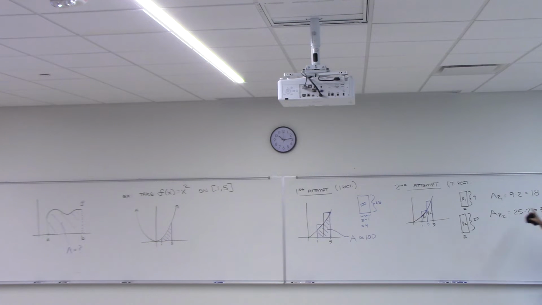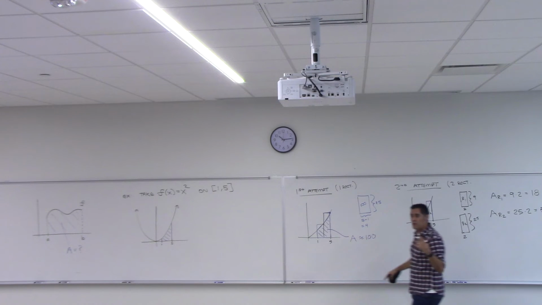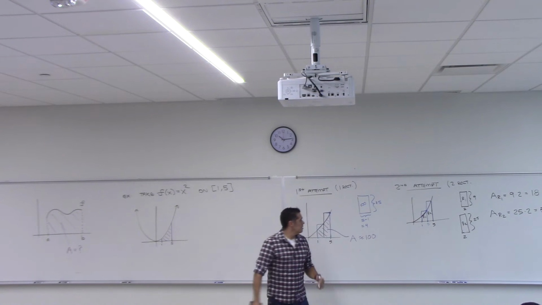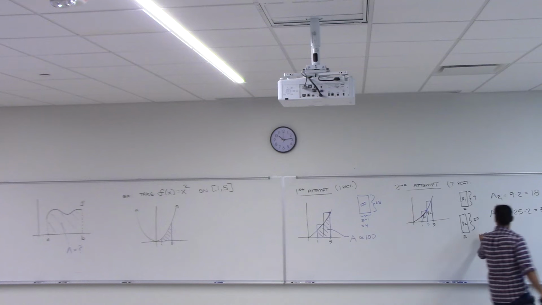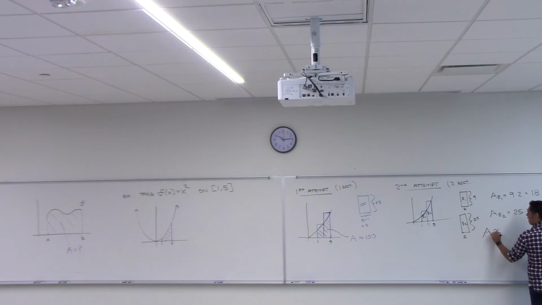And then our approximate area would be those two added up, right? So the area would be approximately area of rectangle 1 plus area of rectangle 2, which is 18 plus 50, which is 68.